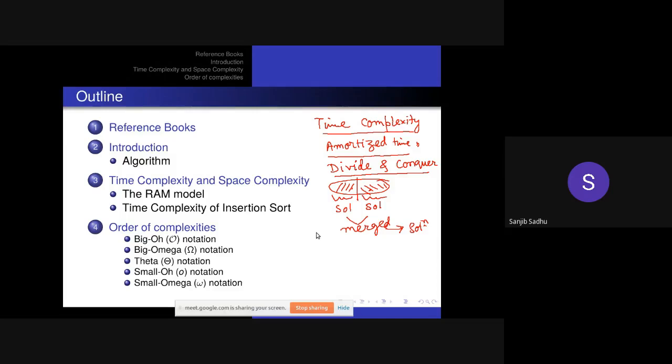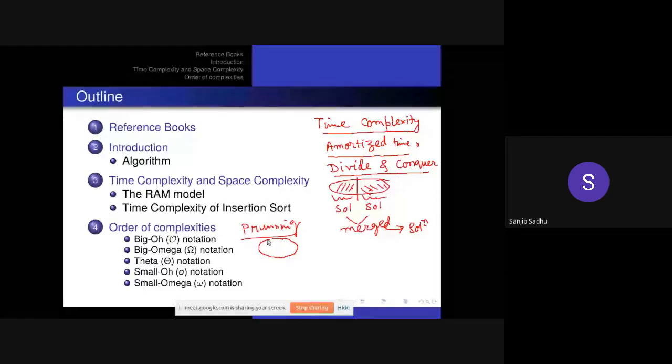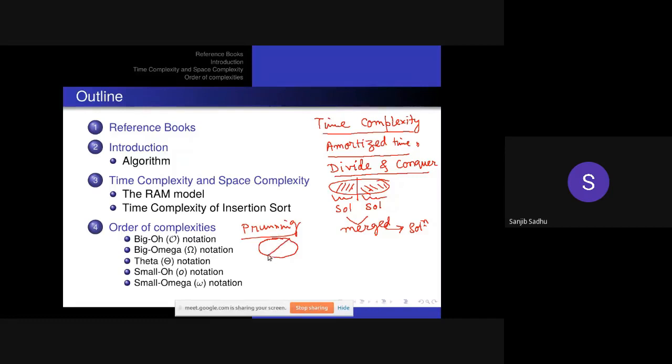There you will also see another technique, here I am writing, pruning. Pruning means what? Pruning means you are deleting something. Suppose this is the solution set, from where your solution can be obtained. Now if you know that I will not get the solution from here, you will reject this portion, and only consider this portion. So this data set will be deleted because I will not get the solution from this portion. This type of technique is called pruning.